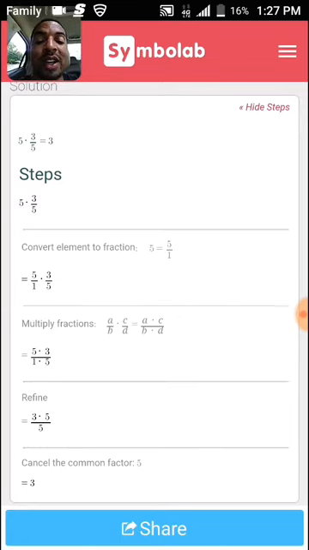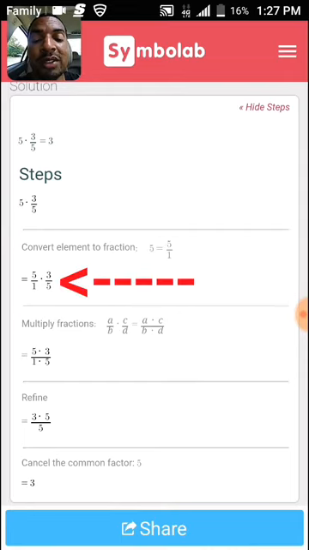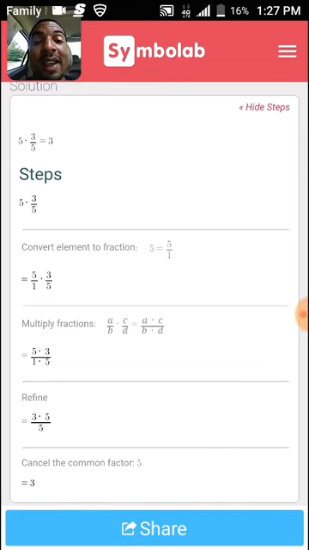Convert the 5 to 5 over 1. Remember, anytime you have a whole number, you just place it over 1 and you immediately have a fraction. Then we multiply numerator by numerator, denominator by denominator. So we have 5 times 3 is 15, and 1 times 5 is 5, because when you multiply fractions, A over B times C over D equals A times C over B times D.